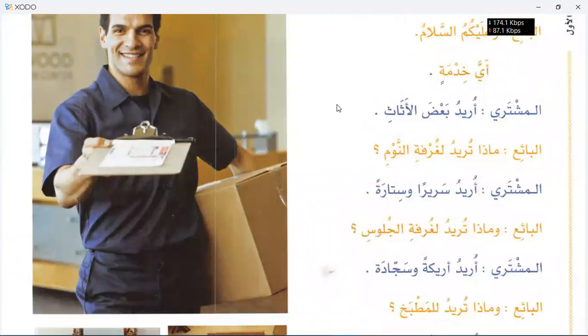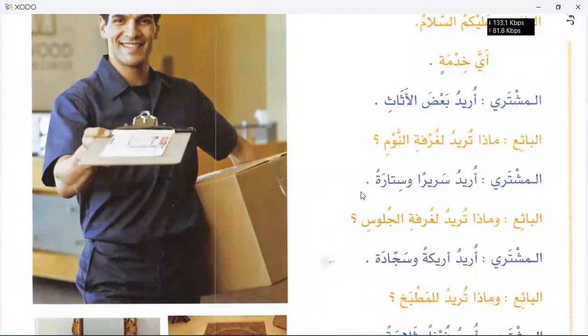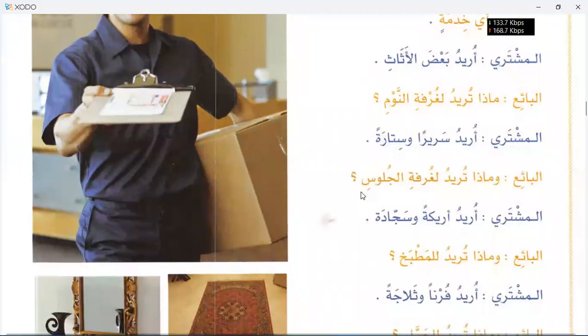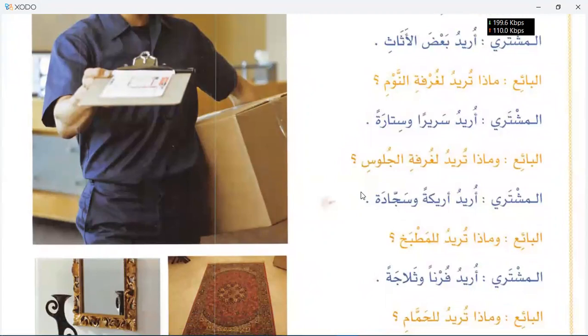I want a bed and a curtain. What is meant by sitara? Curtain, C-U-R-T-A-I-N. Okay. I want a bed and a curtain. And what do you want for your sitting room?